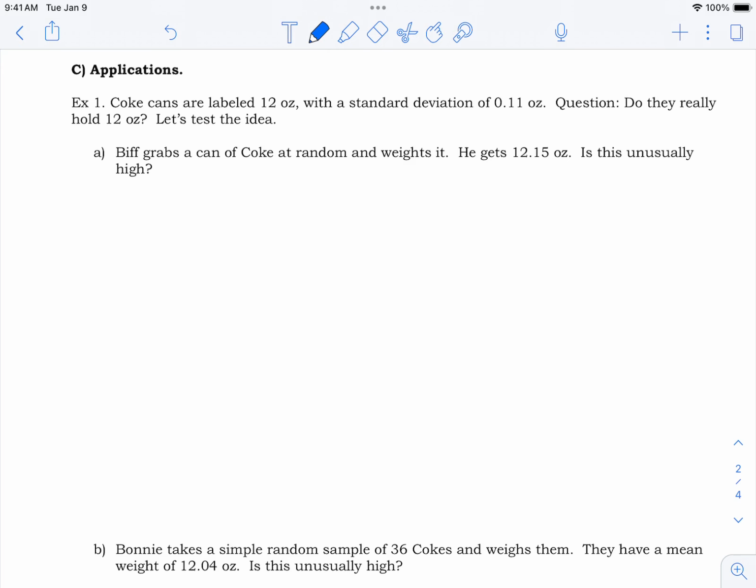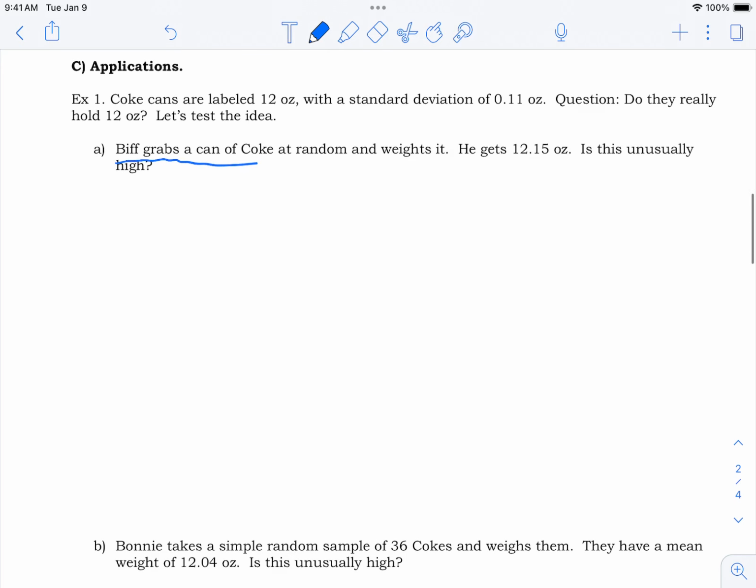So Biff says, I'll do it. And he grabs a can of Coke at random. He weighs it, and he gets 12.15. Oh, that's actually heavy, so that's good. But the question is, is it unusually heavy? Because that might be nice to know.